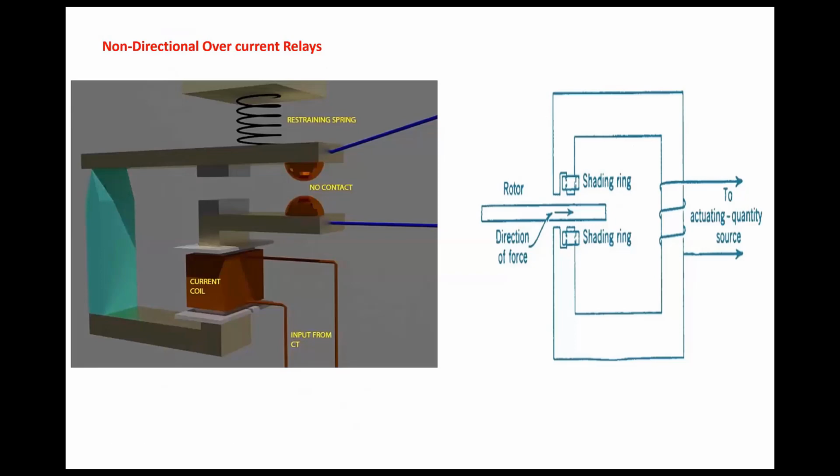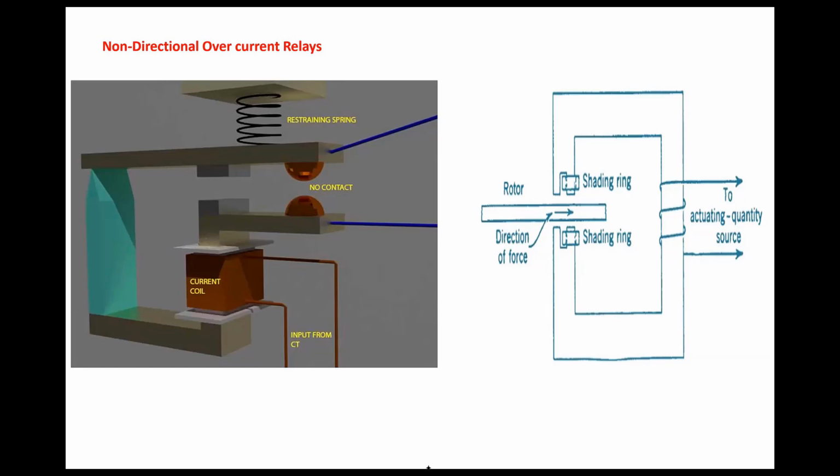So the next topic we'll discuss is non-directional overcurrent relays. Here, the actuating quantity, the quantity based on which they operate, is the secondary of the CT. That means the secondary of the CT is connected to the non-directional overcurrent relay, and depending upon that signal, it will decide whether to trip or not.